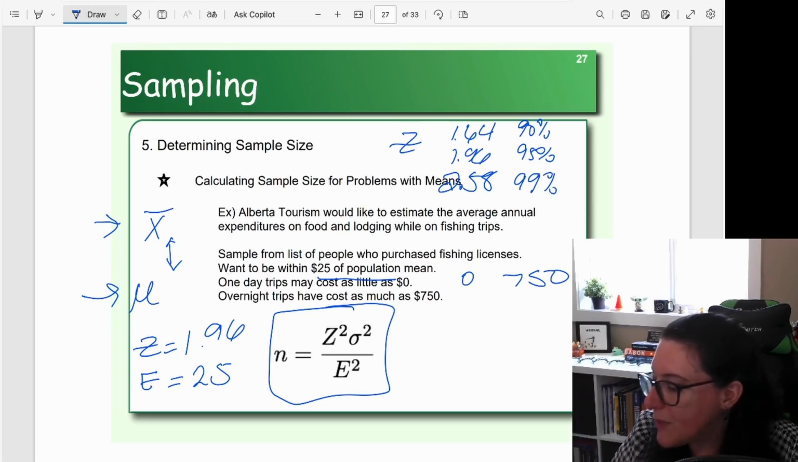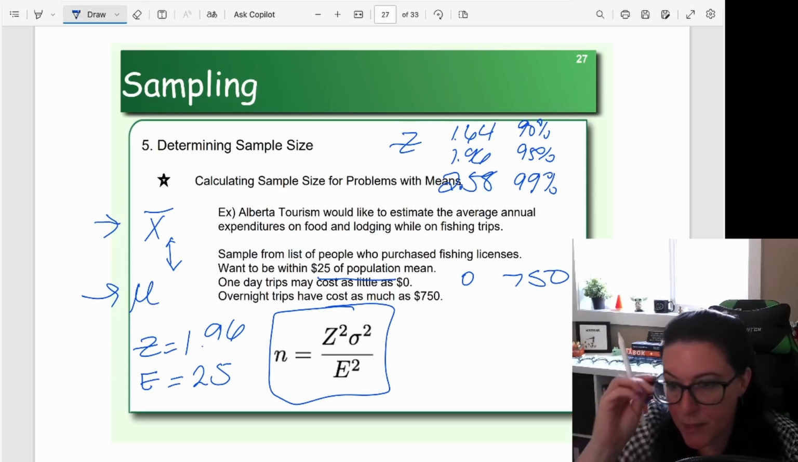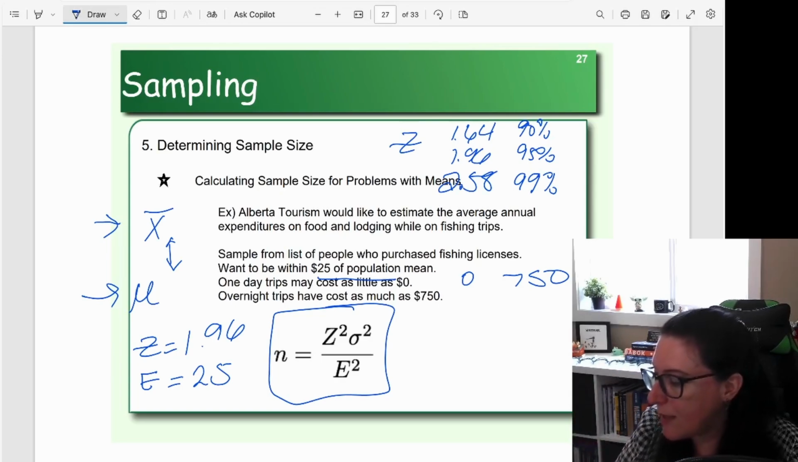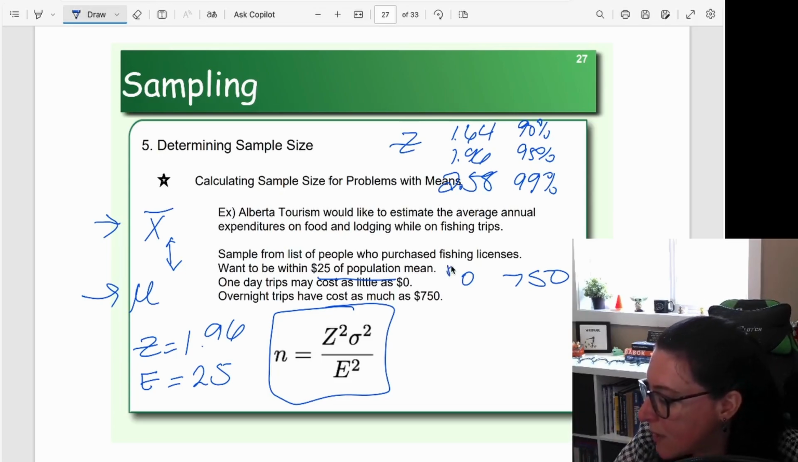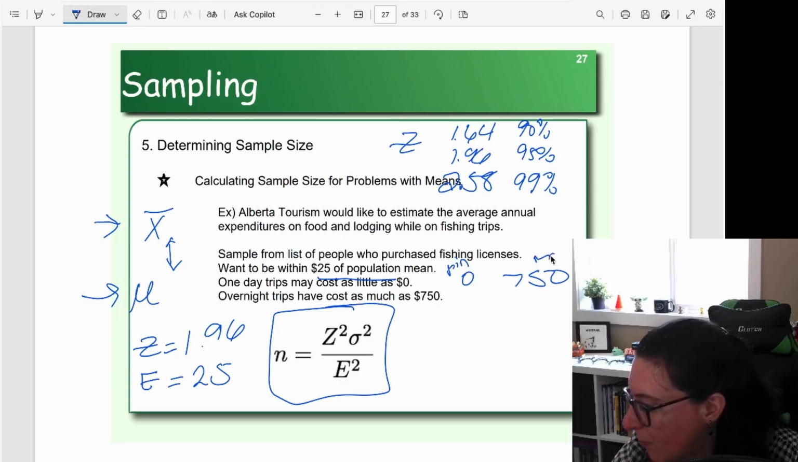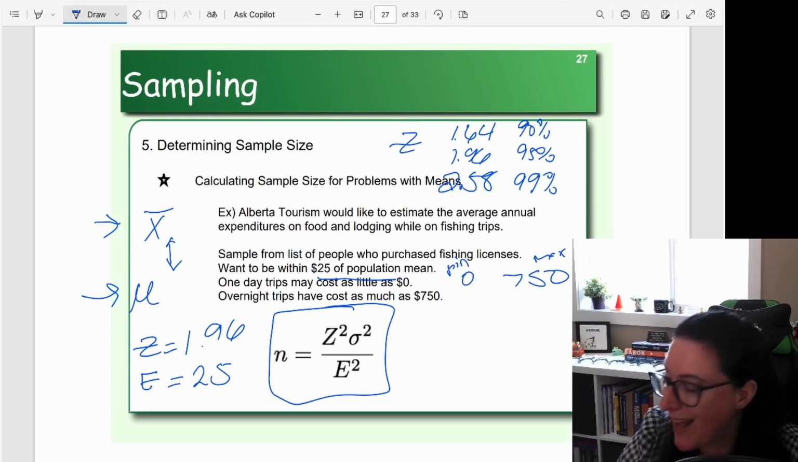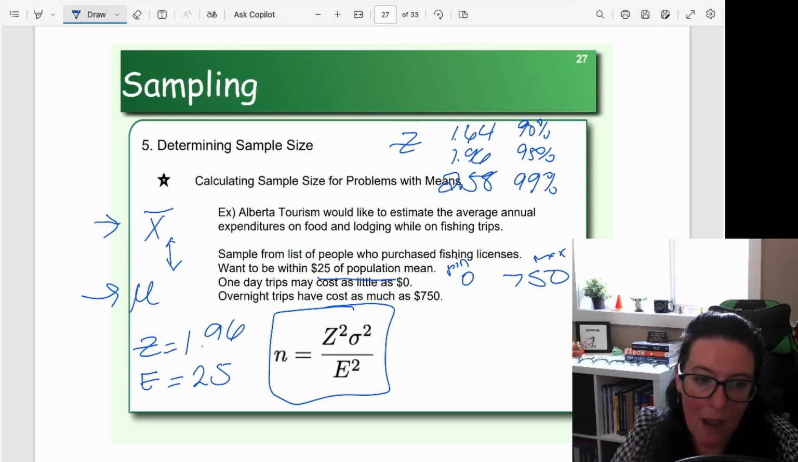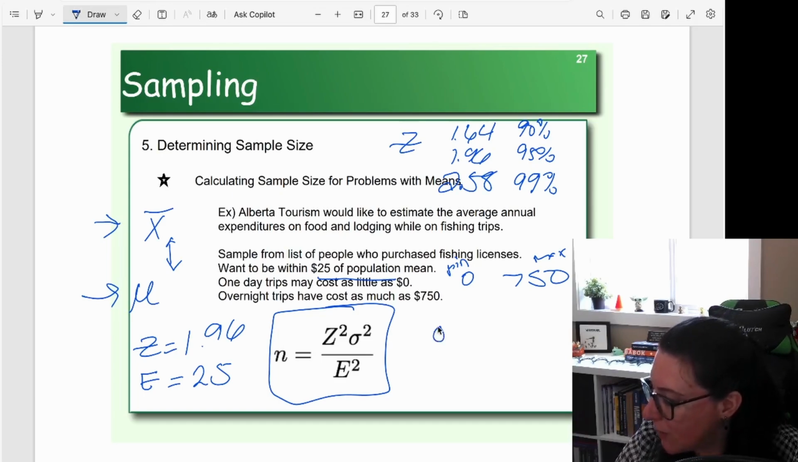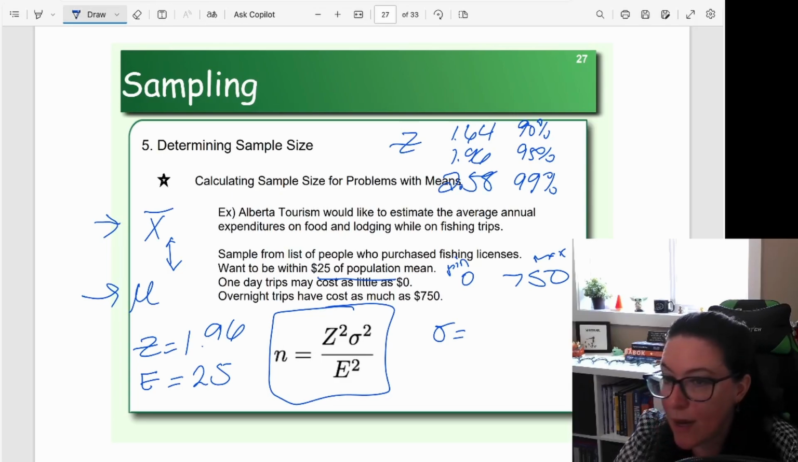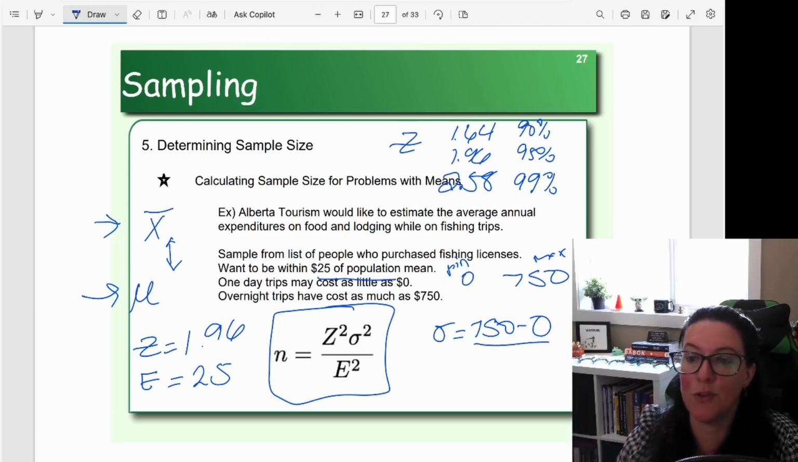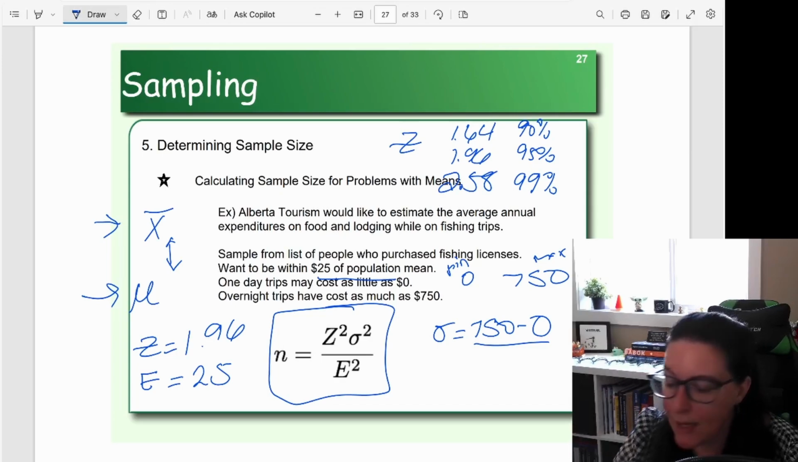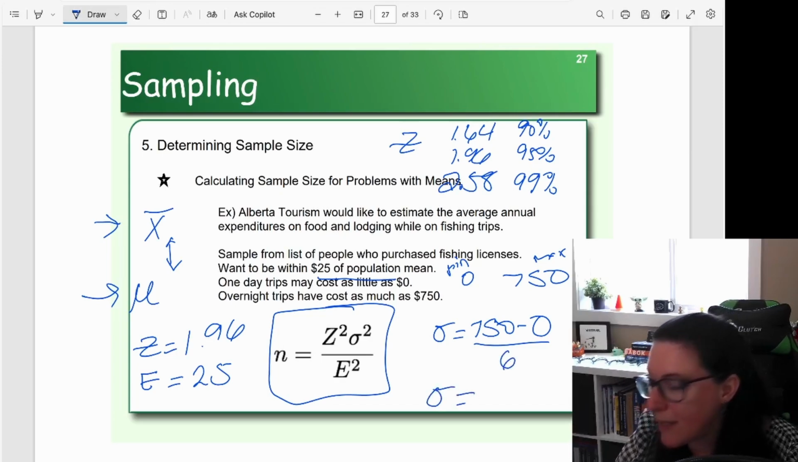Okay, all right. So the other piece we need here is our sigma squared, and our sigma squared is going to deal with how much variability there is in the data. Remember, when we first looked at this, the minimum was 0 and the maximum was 750. You can estimate your sigma by taking our maximum of 750 minus our minimum to get the range. So our range between minimum and maximum is 750, and if you divide that by 6, you can estimate sigma.